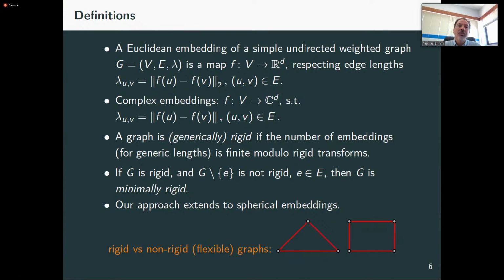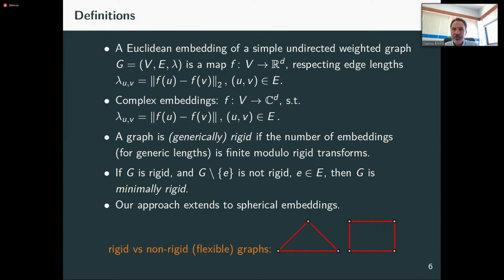And another interesting concept is that of minimal rigidity, which says that the triangle, for instance, is minimally rigid because if I remove one edge, it becomes flexible. In other words, the graph has exactly the number of edges required to make it rigid, but not extra edges. If it has extra edges, usually it will have a single embedding.